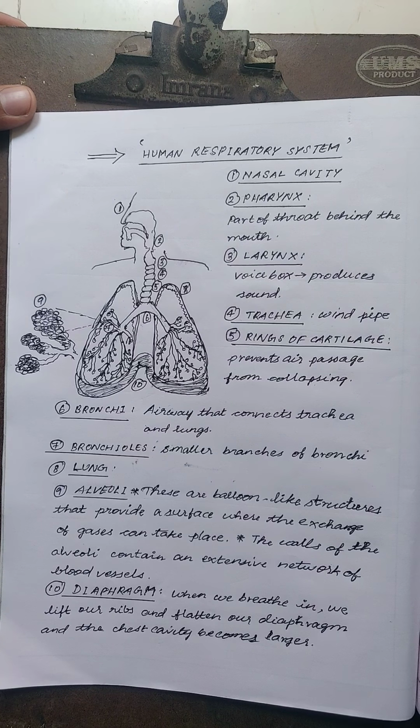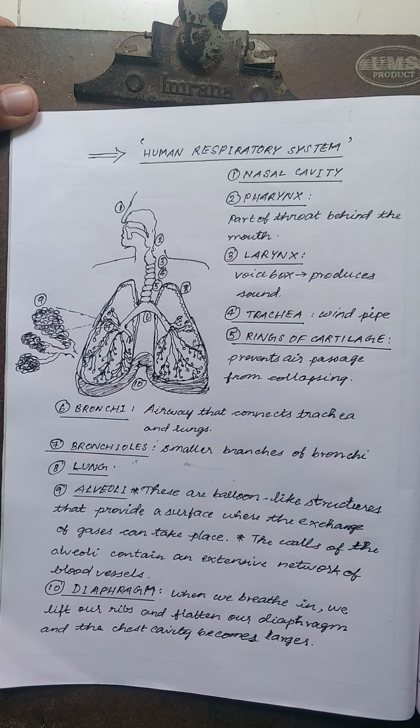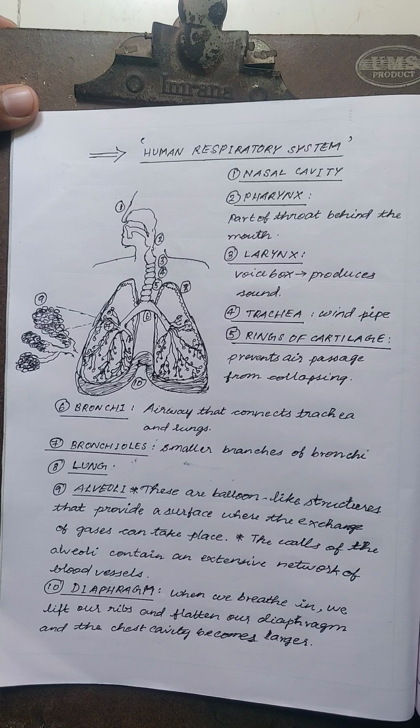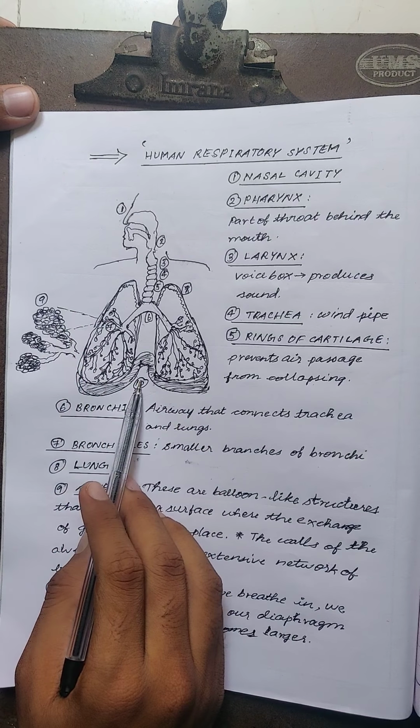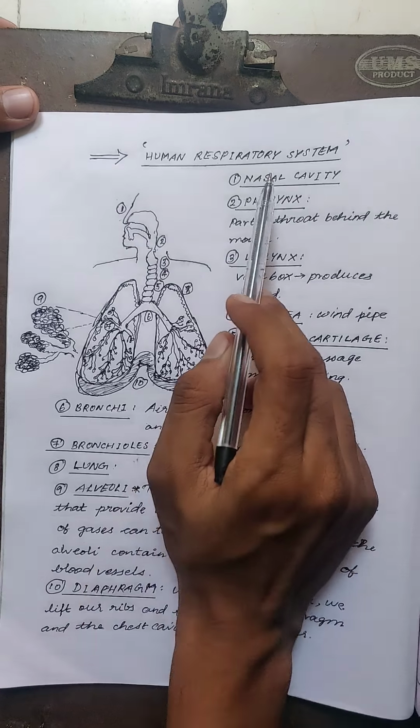Hello students. So now we'll be discussing the human respiratory system. We have 10 parts in the human respiratory system, numbered from 1 to 10. The first part is the nasal cavity.